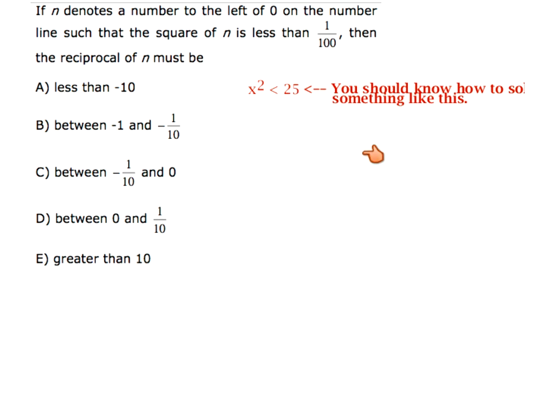This is the kind of thing where you shouldn't have to go through an absolute value. That's a little bit too much intermediate thinking. You should be able to just generate the solution to this by thinking about it.